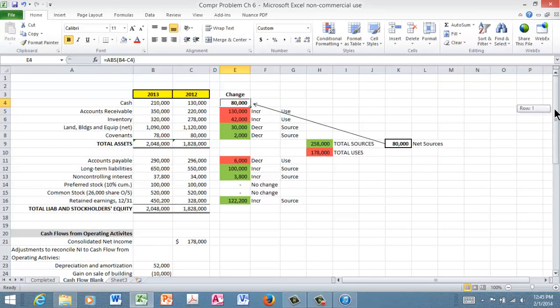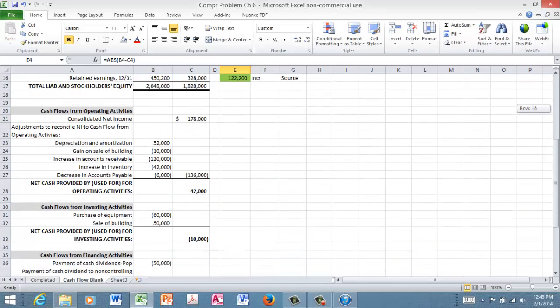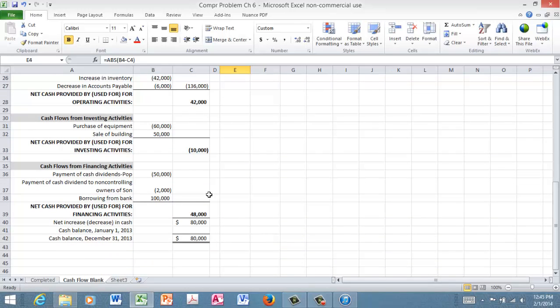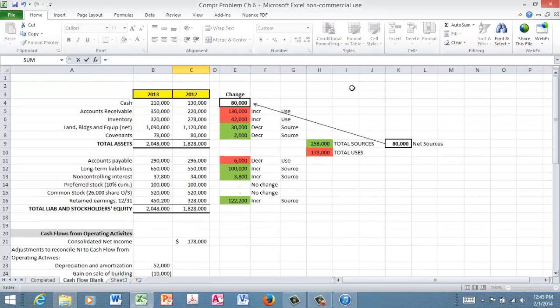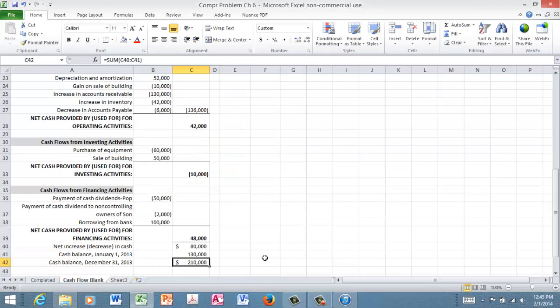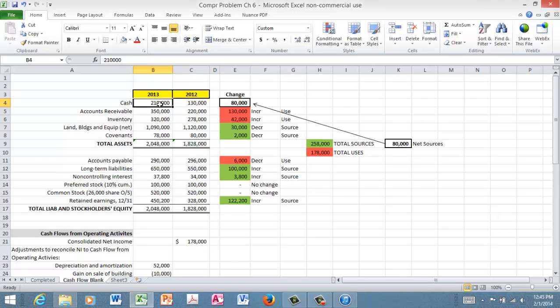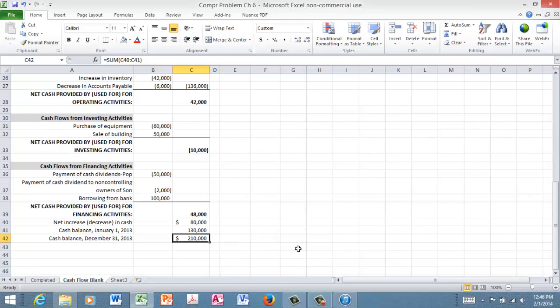From a matter of form, what you'll normally do in a statement of cash flows is go ahead and put the balance at the beginning of the year, which we can do with a formula and just grab that balance of 130,000, and then let's prove that the 210,000 sure enough is our ending balance. You can see that there, and here we are. So congratulations, you've now completed a consolidated statement of cash flows.